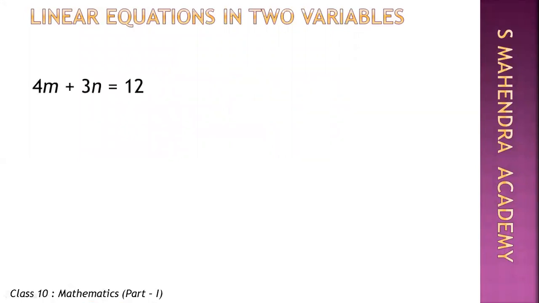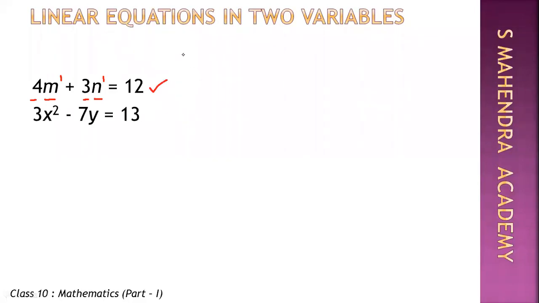Here we have an equation with variables m and n. The degree of variable m is 1, the degree of variable n is 1, the coefficient of m is 4, and the coefficient of n is 3. As the degree of the variables is 1 and the coefficients are real and non-zero, we can call it a linear equation in two variables.